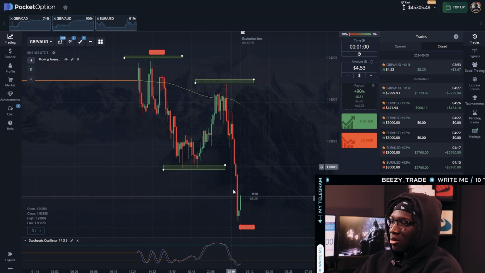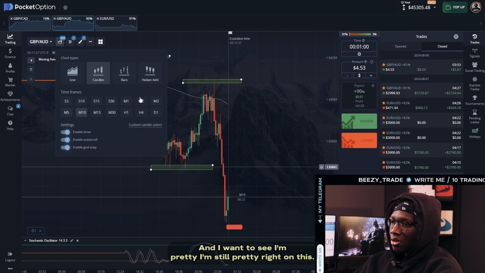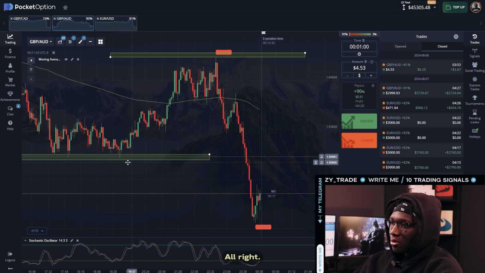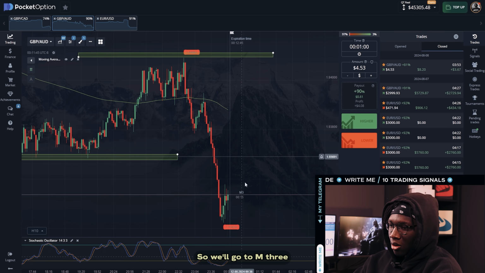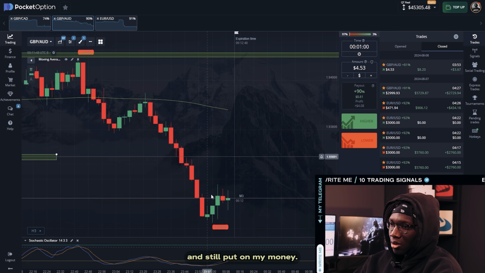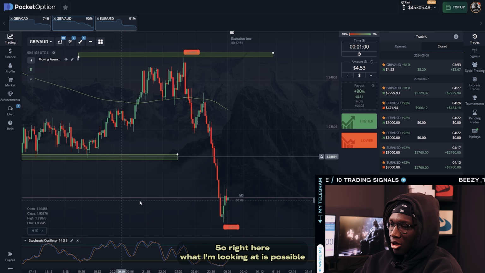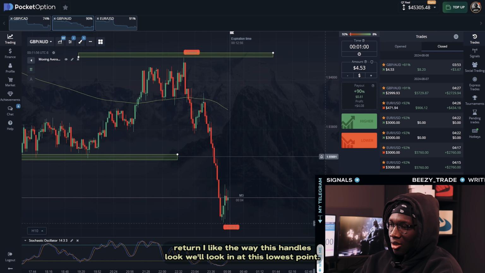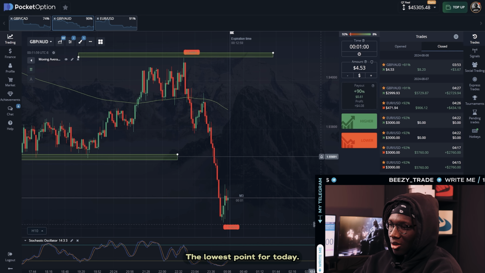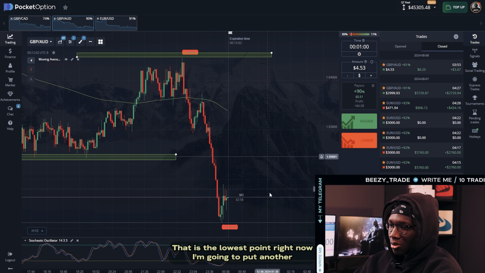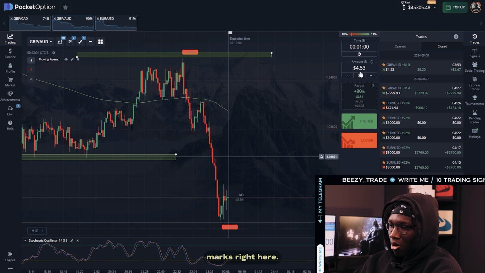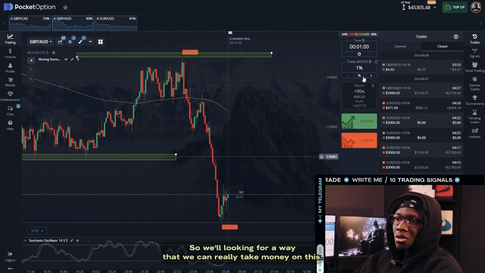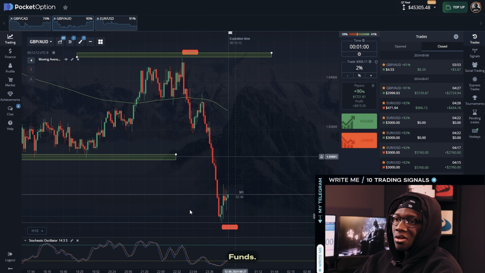So let's go back to about 10 minutes, and I want to see. I'm still pretty right on this. Alright, so we'll go to M3 and still pretty on the money. So right here, what I'm looking at is a possible return. I like the way these candles look. We're looking at the lowest point before today. That is the lowest point right now. I'm gonna put another marker right here, kind of to break that. I think we're going up, so we're looking for a way that we can really take money on this.